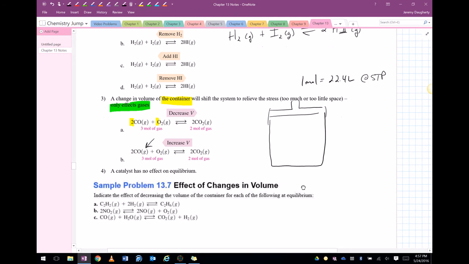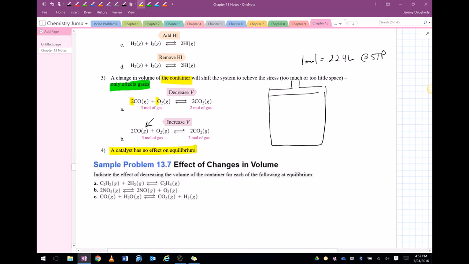All right? A catalyst has no effect on equilibrium. It will make us reach equilibrium faster, but it does not affect the concentration or the partial pressures in order to reach that equilibrium. Okay, it just makes us reach it faster.